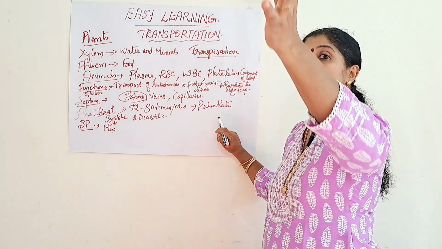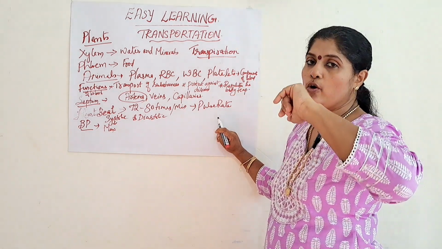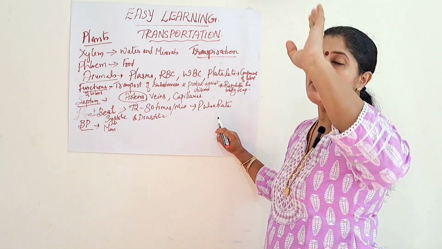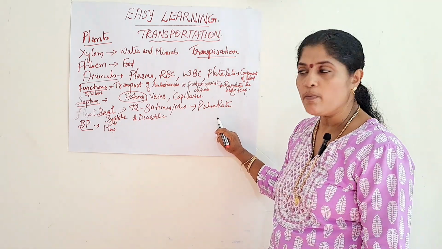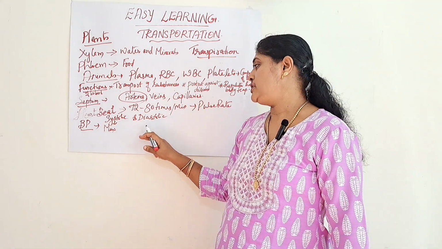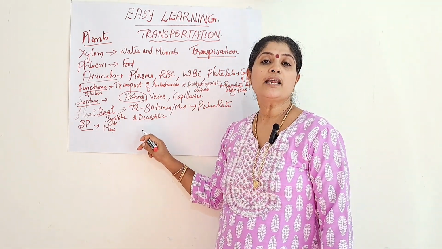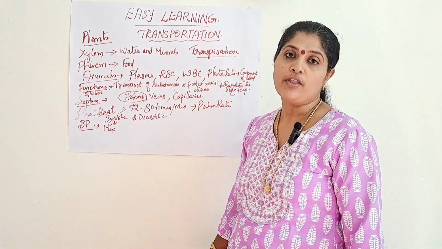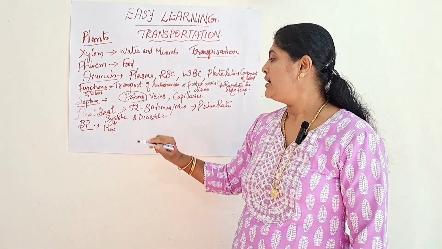So when the blood is moving through the aorta, that is the main artery, it will be moving to each and every blood vessel. It will be reaching each and every part of the body also. So that minimum pressure, that is the lowest pressure, at which the blood is passed during the relaxation phase of the heart is known as the diastolic pressure.